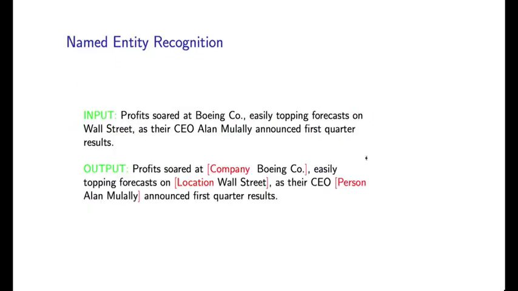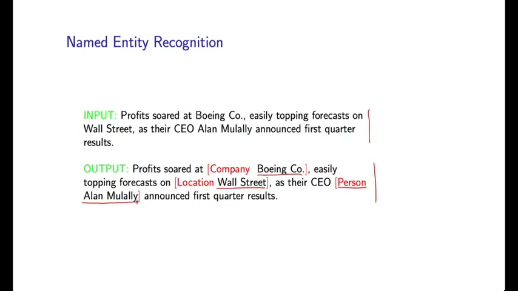The other important tagging problem we looked at was the problem of named entity recognition. In this case, the input is again a sentence, and the output from the model is a segmentation of that sentence, where we identify important segments corresponding, for example, to companies, such as Boeing, locations, such as Wall Street, or people, such as Alan Mulally in this particular example.